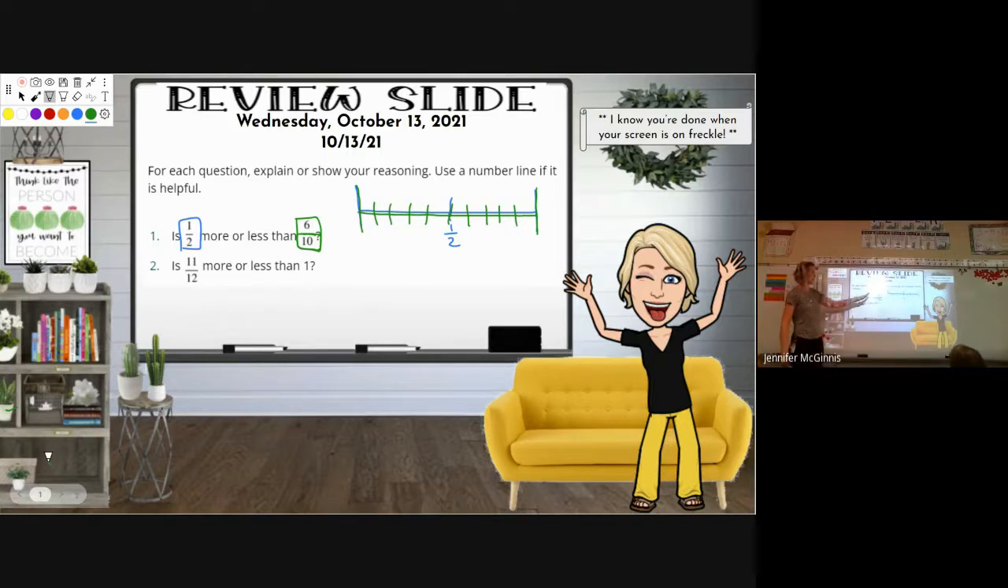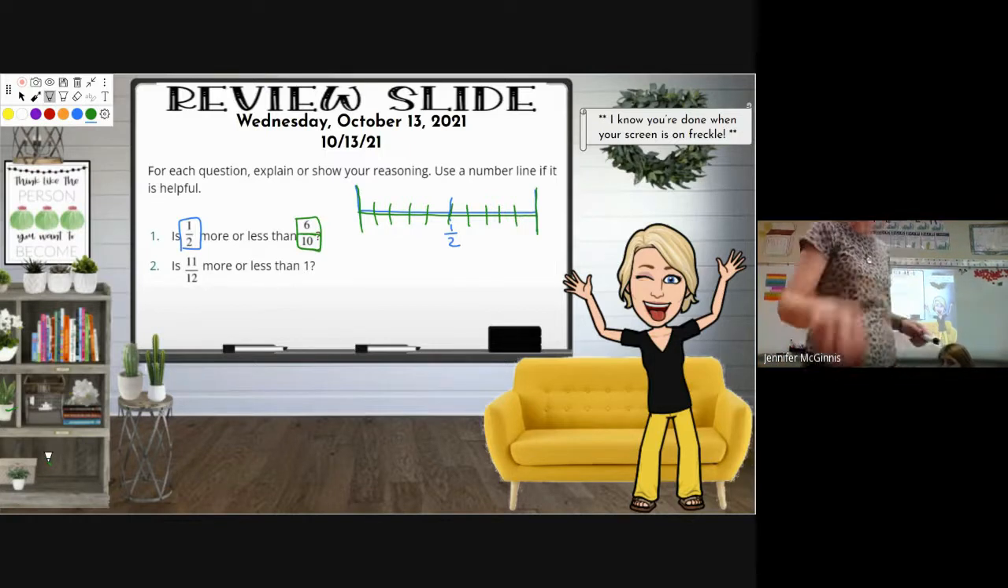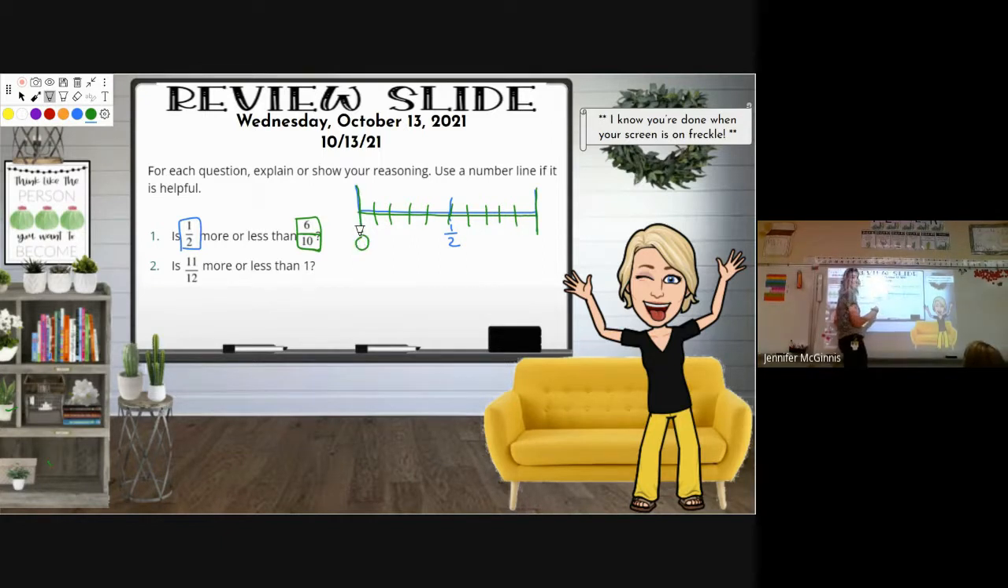Now, how am I going to place 6/10 on a number line? How am I going to place 6/10 on a number line, Bradley? Count 6 tally marks. Do I start with this one? No. Why not? Because if you don't count 0. Very good. Let's count them together. Ready? 1, 2, 3, 4, 5, 6, 7.